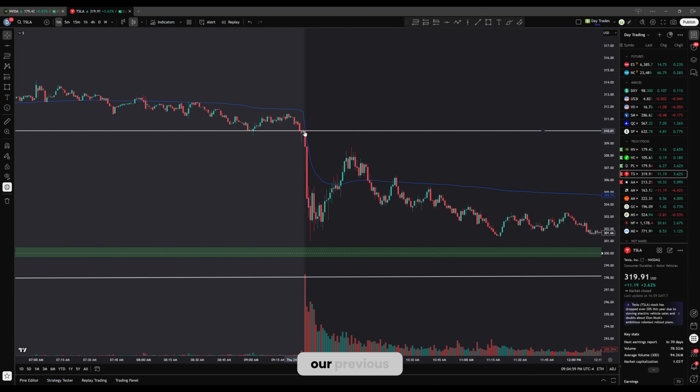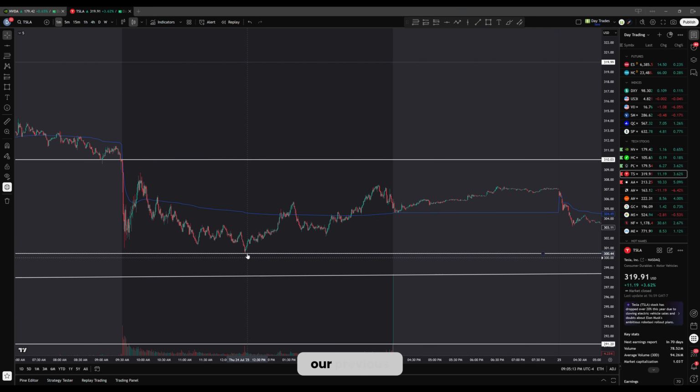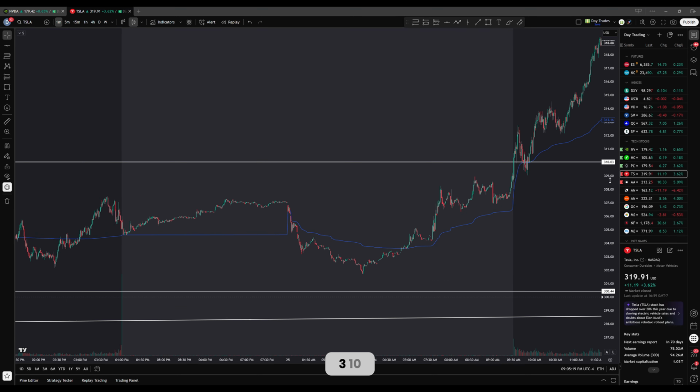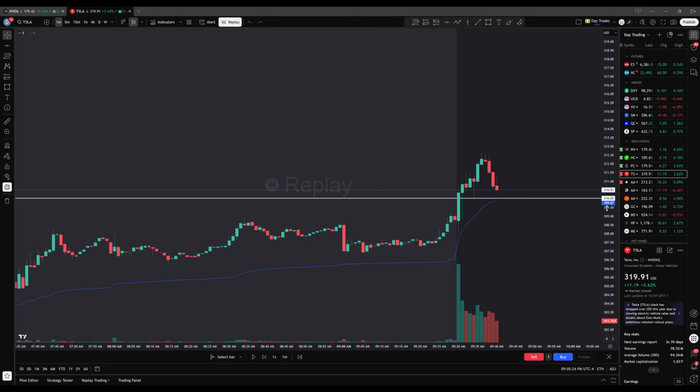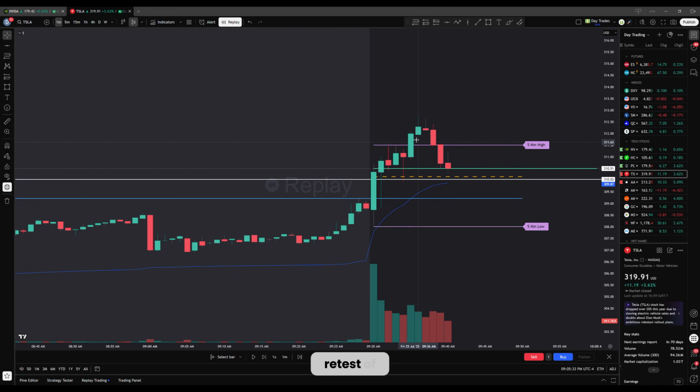Anyways, this is our previous day high that we have marked out on Tesla for our first example. As you guys can see, at this 310 key level, we have our previous day high and our previous day low marked out, being your 300 for your previous day low and your 310 for your previous day high. Coming into today, we had a break above our key level, being our previous day high, and we're coming back now for the retest of this key level.